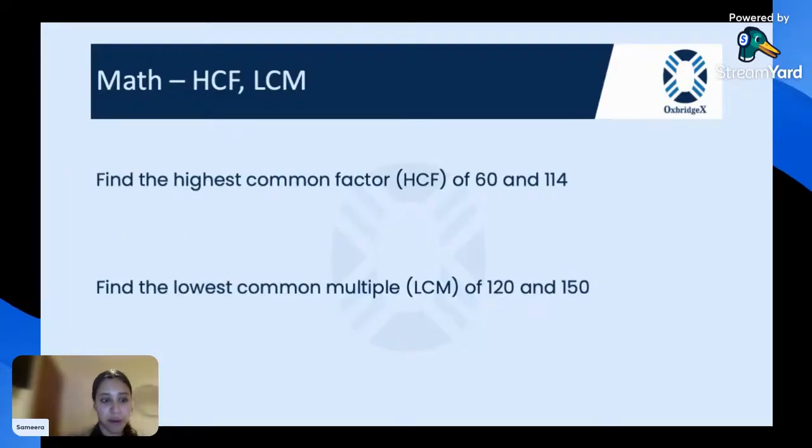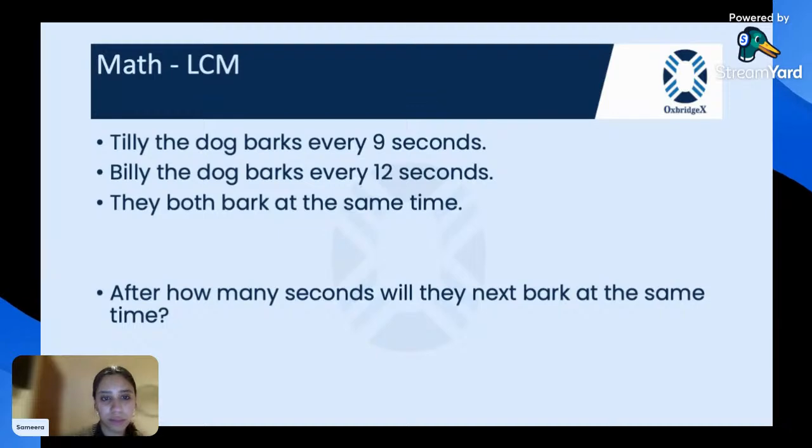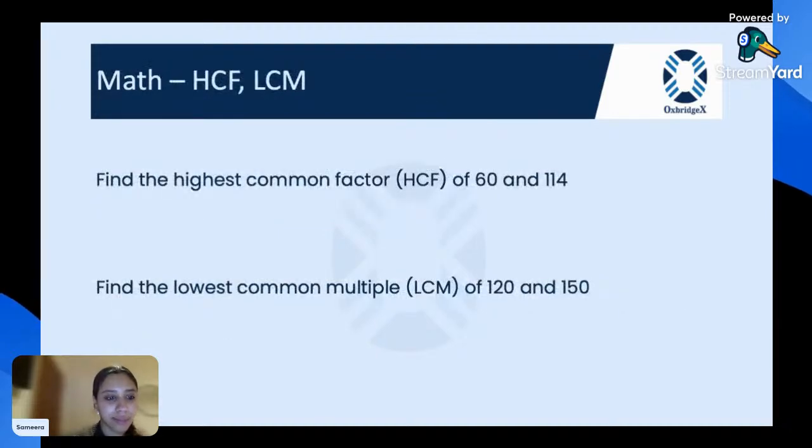Now, how do we go about working that out? So, I've got 60 and 114. Sorry guys, this thing is very fidgety. So 60 and 114. First step, you have to find the prime factors of 60 and 114.